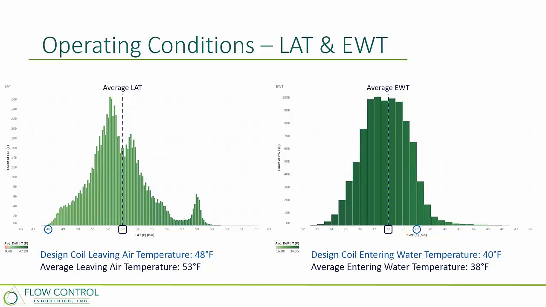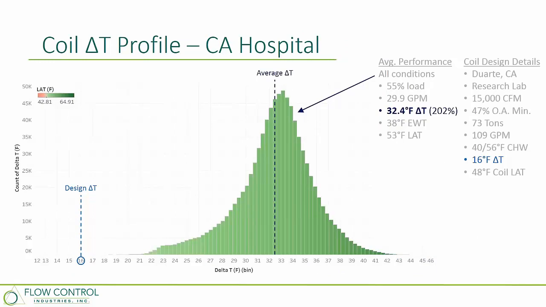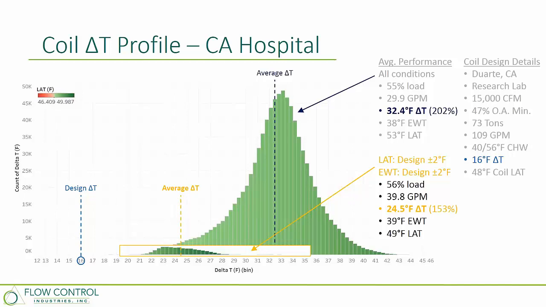So if we go back to those individual coils that we looked at before, we want to take a look at them and say, how do those design parameters impact our view of it, right? So in California, on that research lab, we averaged a 32-degree delta T over that entire operating period. When we filter that down and narrow it to within 2 degrees of our design leaving air temperature and entering water temperature, what do we see?